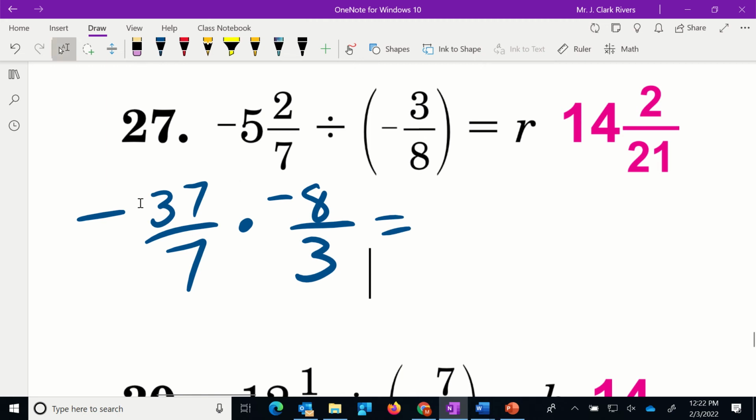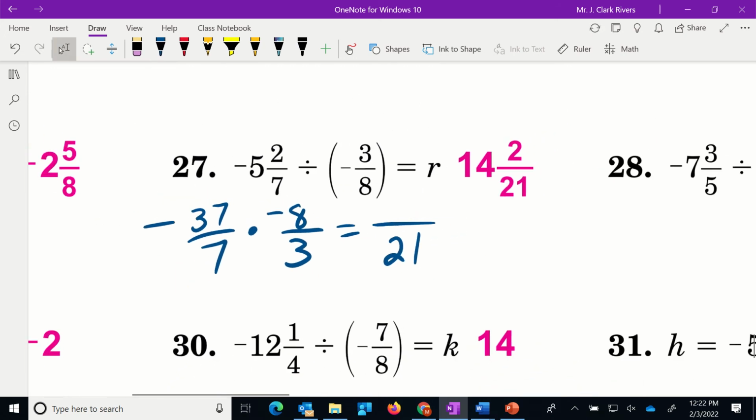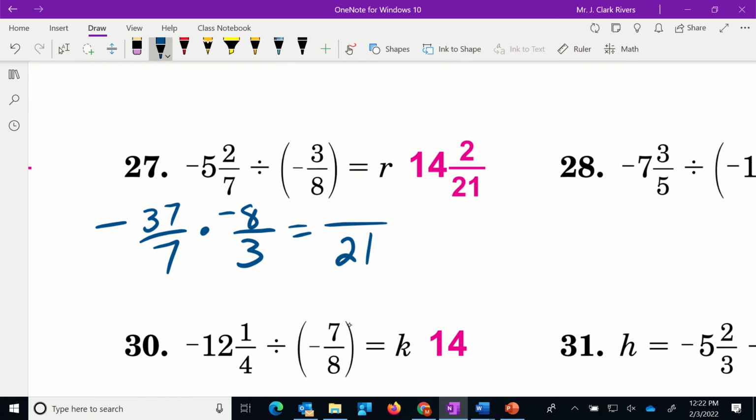We got a negative times a negative, which is a what? Positive. Positive, very good. What's 7 times 3? 21. 37 times 8. Now, you may not know what that is. You may not want to do it mentally. You're more than welcome to write out the multiplication like this, right? You've done this in the past.